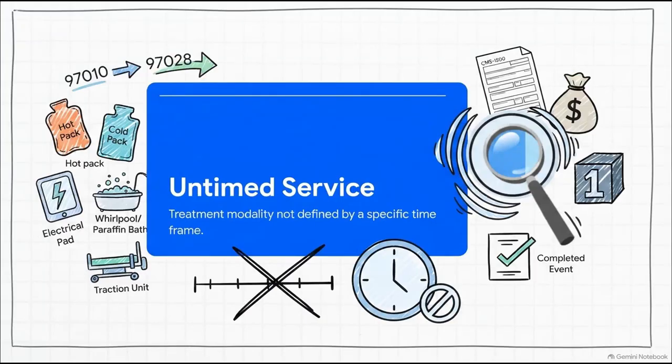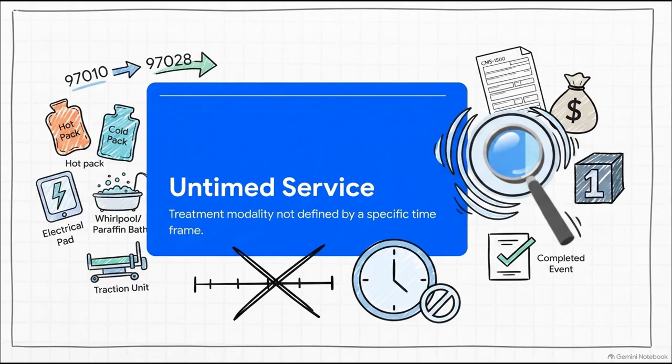Section 5. Untimed Billing Rules. Okay, let's tie this all together. All of the supervised modalities we just discussed, from CPT 97010 through 97028, are classified as untimed services. An untimed service basically means the treatment modality is not defined by a specific time frame. Unlike constant attendance codes that get billed for each 15 minutes of service, untimed codes are entirely service-based.